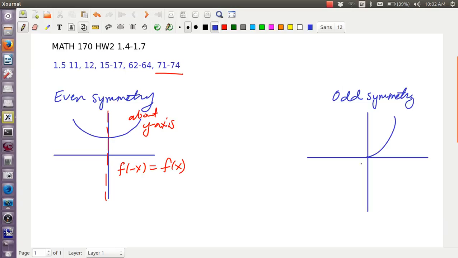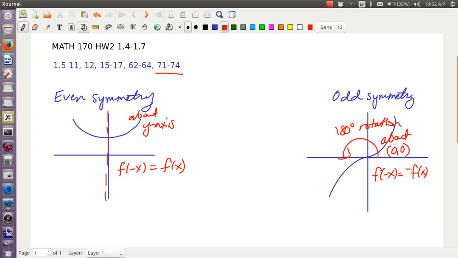If you have this kind of thing going on, where a 180 degree rotation about the origin, or 0, 0, gives you back the same function, you can also say f of minus x is going to give you negative f of x. Sorry for all those negatives in the same place. That's what odd symmetry is. So that's what you're trying to determine.